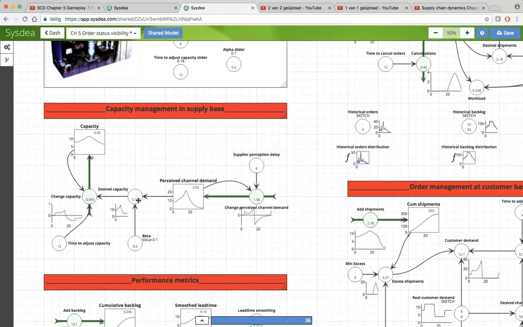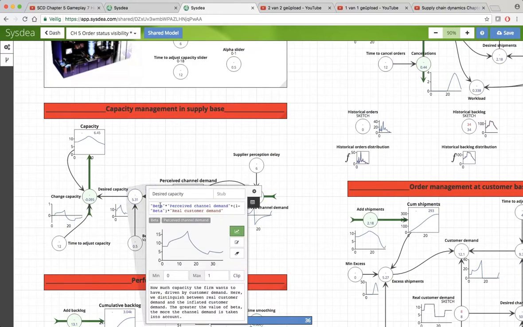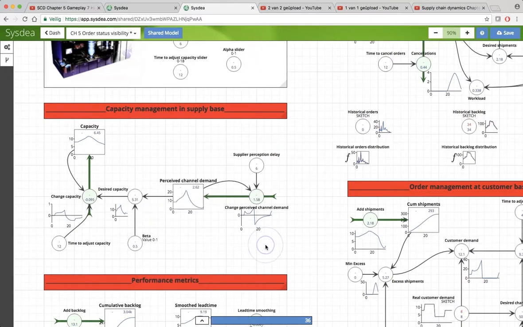So there are two inputs to desired capacity, and the weight of those is determined by beta. If beta is 1, then it's entirely the signal that comes from the OEM itself that is being followed. If beta is 0, then it's only the real customer demand that the supply base listens to. In this case, they will not be able to fulfill all the orders placed with them by the OEM, but in the long run, of course, they will not supply more than is really needed in the market.